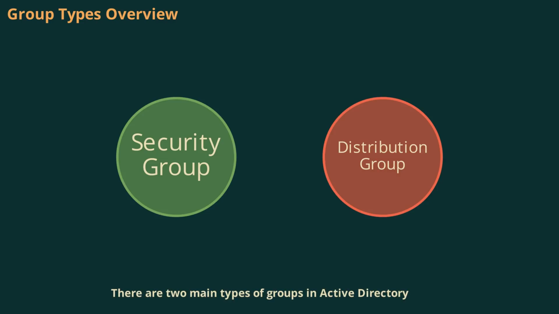There are two main types of groups in Active Directory: security groups and distribution groups. Each serves a distinct purpose. Security groups are used to assign permissions to resources, while distribution groups are used solely for email distribution lists. Knowing the difference helps you choose the right group for your specific needs.